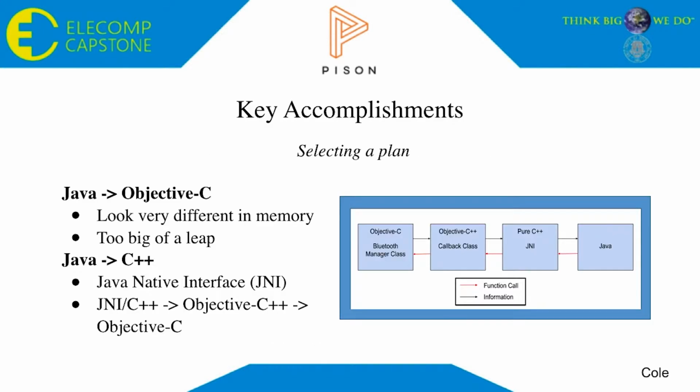And so because it's never been done, one of the hardest challenges was just learning where to start. The first thing that we did is we tried to interface Java with Objective-C directly, but hidden under the abstractions of these programming languages, they're actually very different. And so instead, we had to first convert from Java to C++, then interface C++ with Objective-C++, then interface Objective-C++ with Objective-C, have a Bluetooth manager written in Objective-C, get that information, and then send it back over to Java.